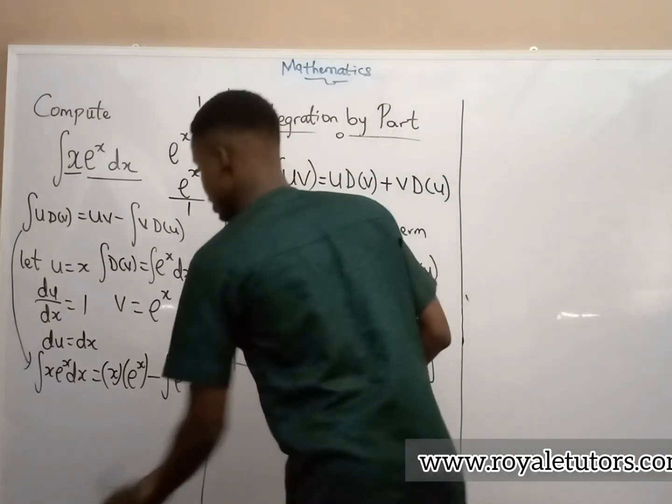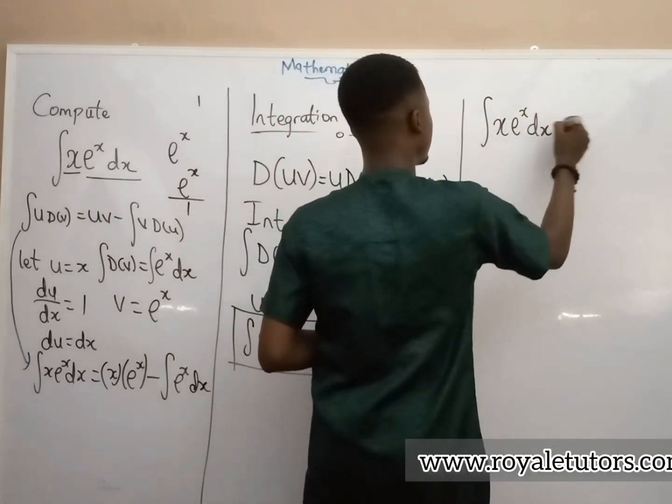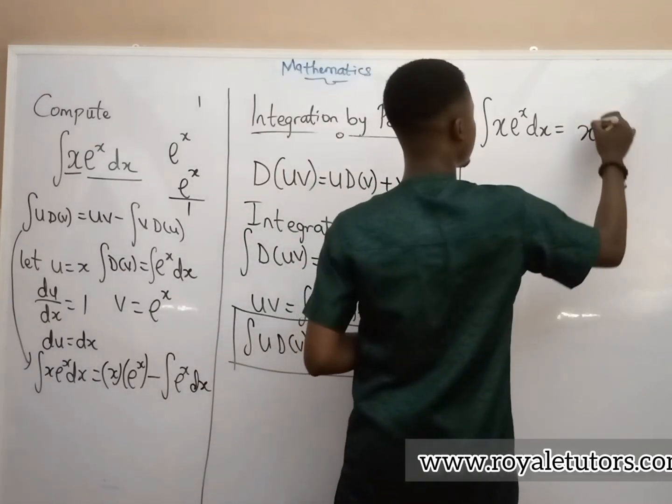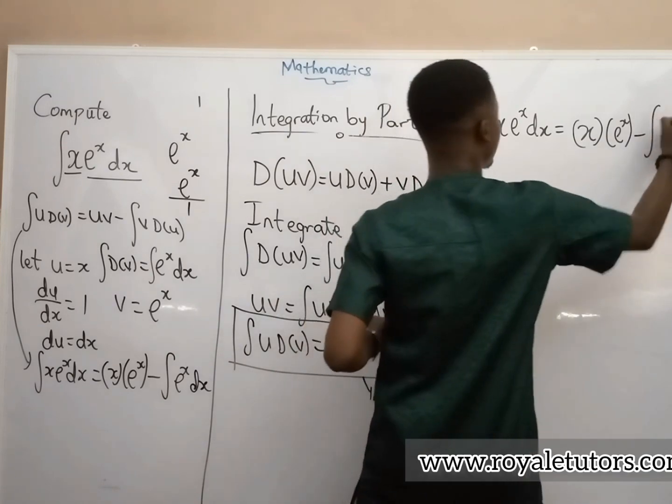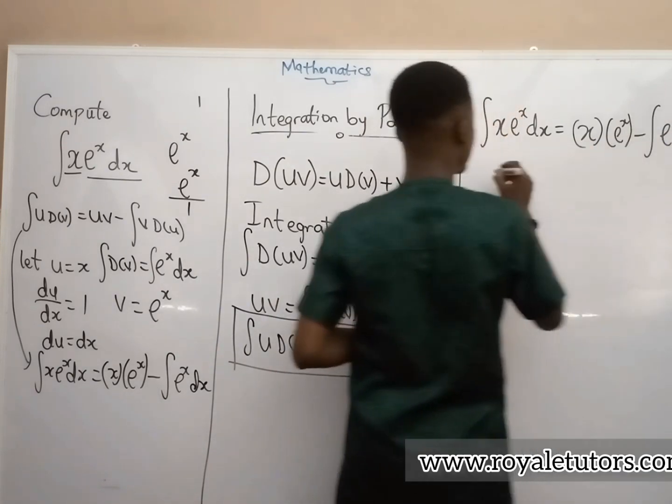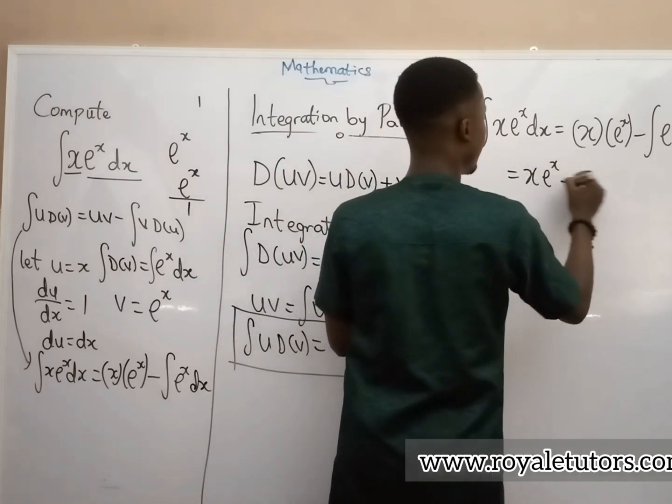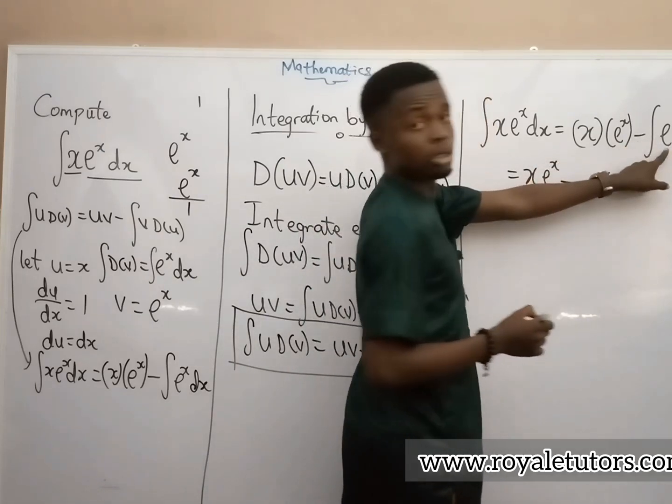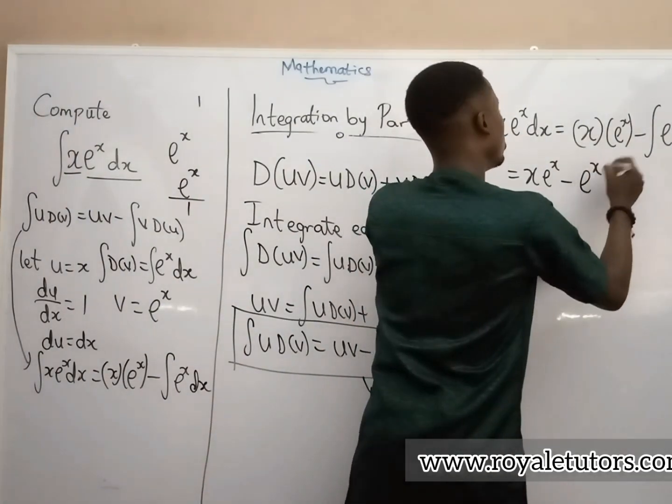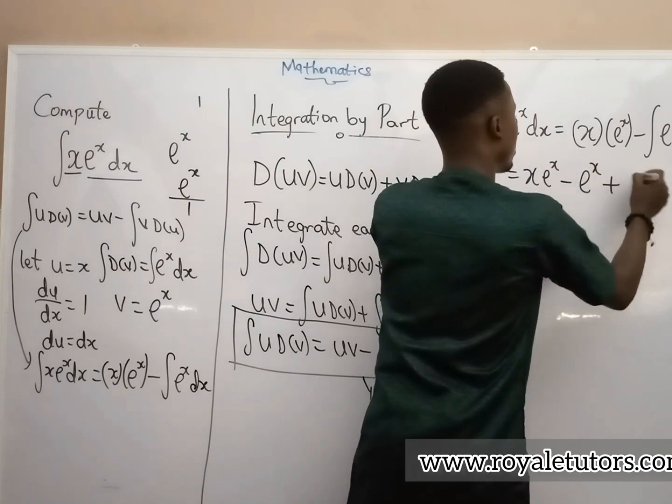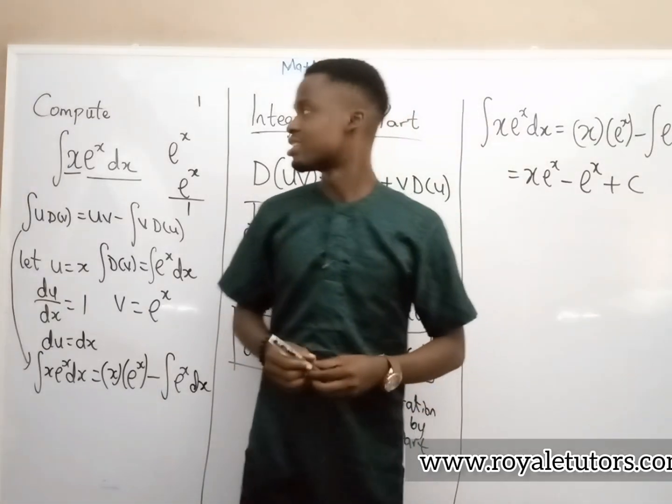So let me just write it again here. The integral of x e raised to the power of x dx is equal to x multiplied by e raised to the power of x minus the integral of e raised to the power of x dx. If you multiply these two together, you have x e raised to the power of x minus, then if you find the integral of e raised to the power of x dx, you get e raised to the power of x. You can also add the constant of integration. So this is the answer when we integrate x e raised to the power of x.